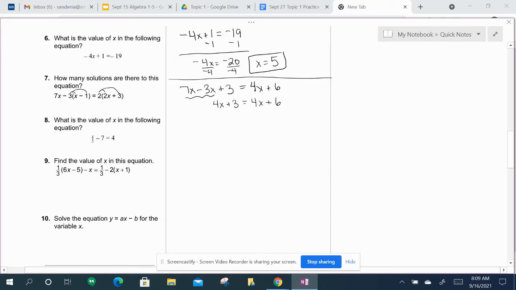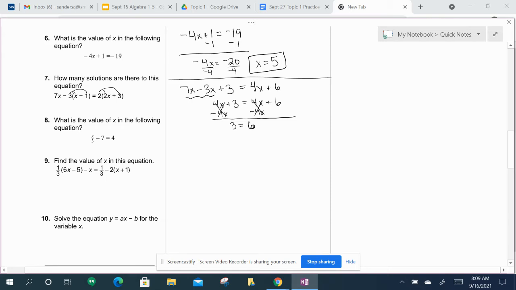All right, now that I've simplified each side, I need to work on getting my x's together. So I'm going to start by moving these 4 x's over to this side. But an interesting thing happens when I do that. 4x's minus 4x's eliminates, and I'm left just with a 3. And then 4x's minus 4x's eliminated, and I'm left just with a 6.